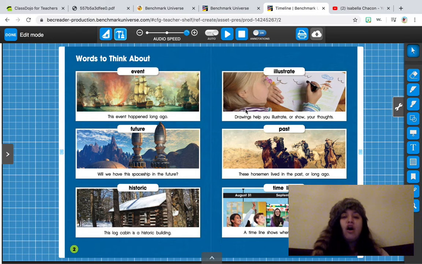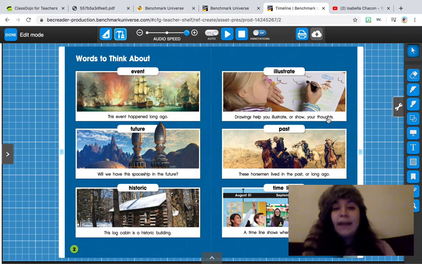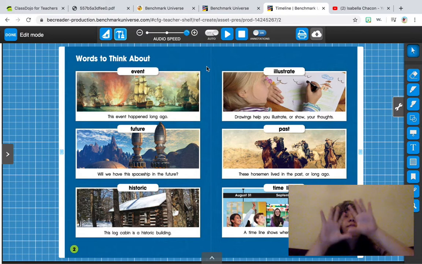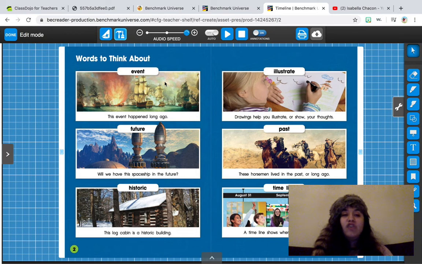Illustrate. Drawings help you illustrate or show your thoughts. Illustrate means to draw or to paint or to show a picture. So all of these right here, these are illustrations. On every timeline, you need pretty pictures to show your event. Past, we all know about the past, things that happened. And timeline. A timeline shows when things happen.